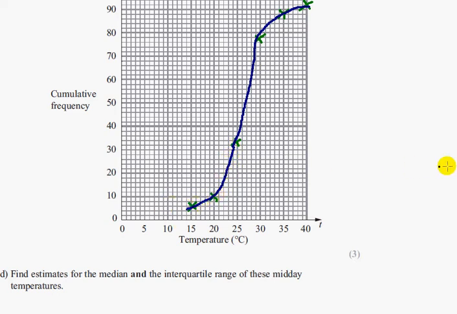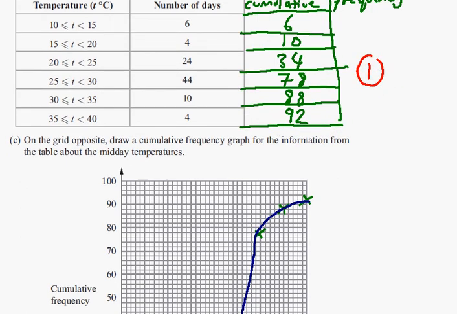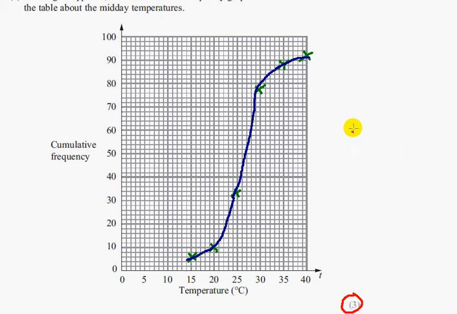Okay, so this is a 3-mark question. The first mark comes from finding the cumulative frequencies. That could be implied by doing this, so if they see this and it's all correct, then that's your first mark. The second mark comes from plotting at least 5 of those correctly, and the third mark comes from plotting all 6 correctly and putting this curve in there.